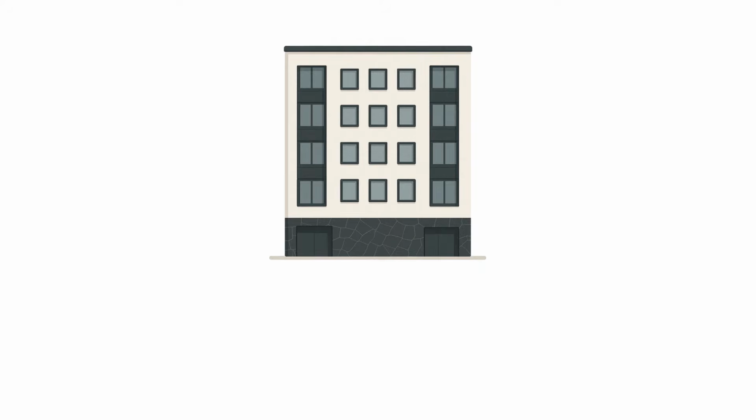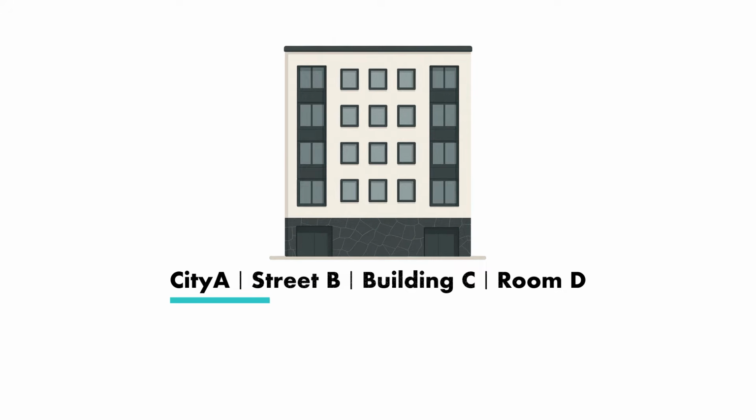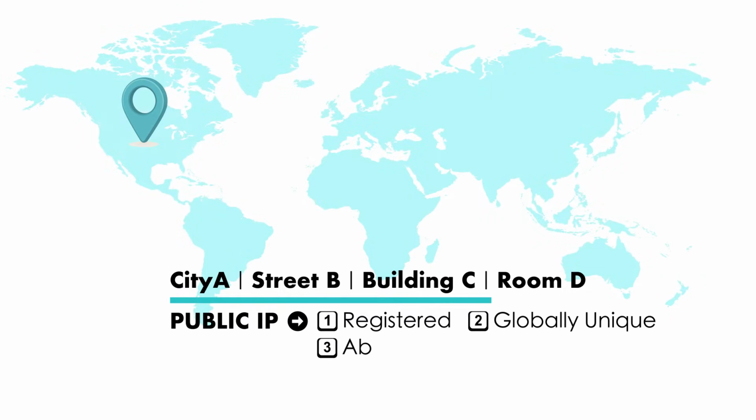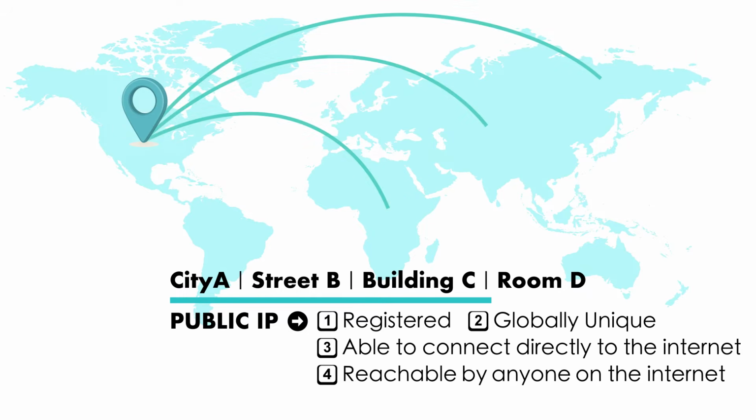Imagine your home address is City A, Street B, Building C, Room D. Your public IP is like City A, Street B, Building C. It is registered, globally unique, and it can connect directly to the internet. Anyone on the internet can use it to reach you too.